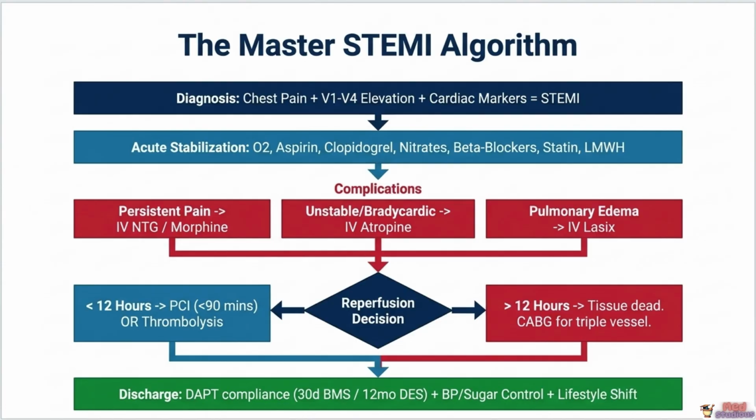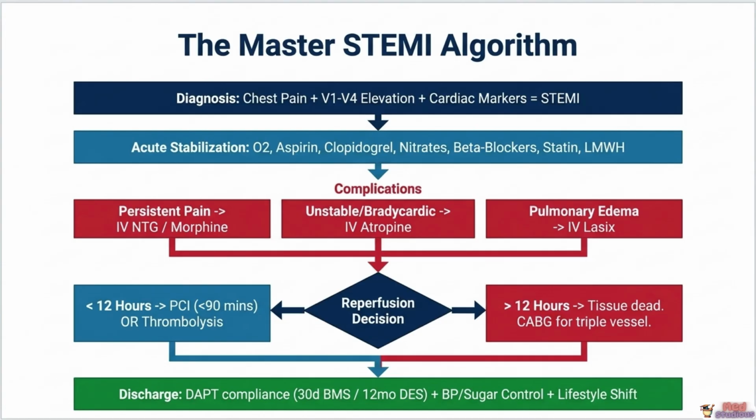Step 2 is complication triage. Assess for and address the 3 emergencies. Persistent pain unrelieved by sublingual nitrates escalates to IV nitroglycerin and IV morphine. Hemodynamic instability with bradycardia and hypotension triggers IV atropine. Pulmonary edema triggers IV furosemide.